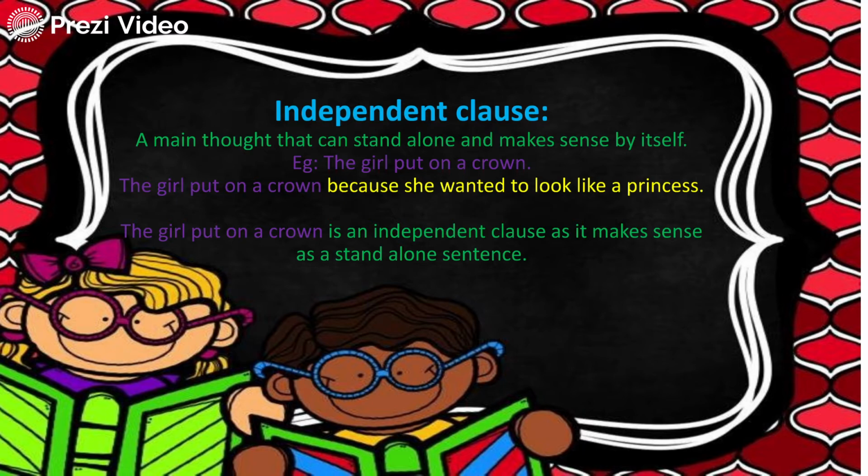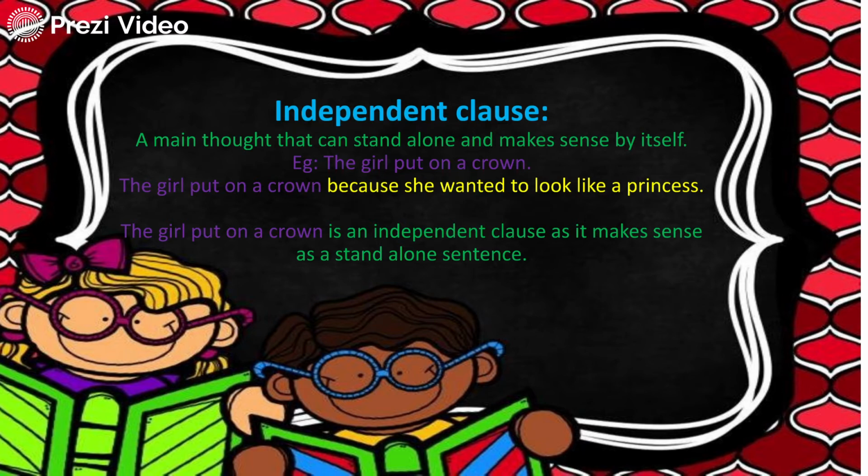So an example of this would be "the girl put on a crown." So the subject here is the girl, and the predicate is put on, or put on a crown. And we could see how that links to the rest of the sentence that it comes from. The girl put on a crown because she wanted to look like a princess. So the girl put on a crown, like I said, it can stand alone. It could be a sentence all by itself and still make sense.